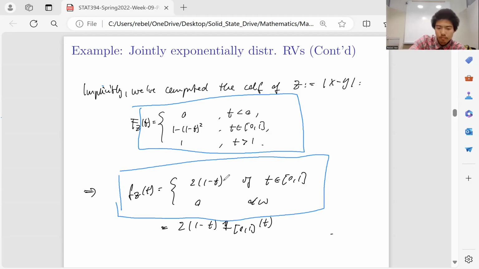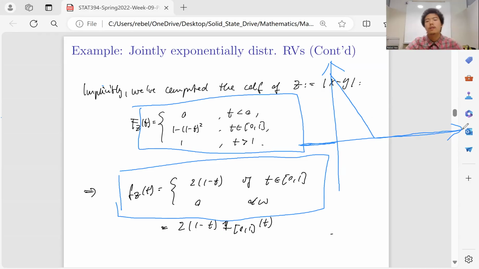So what does this mean? This graph looks like that. It's all 0 below 0, and at 0 it is 2 times 1 minus 0, which is 2. And then it goes down to 0 at 1, and then stays 0 again. And you may say, well, this looks very weird because there's a jump in this area. So how can this happen?